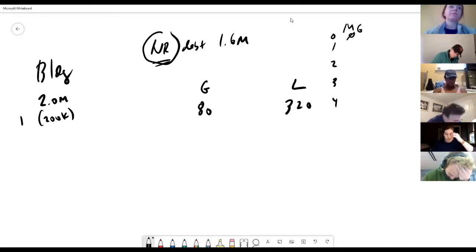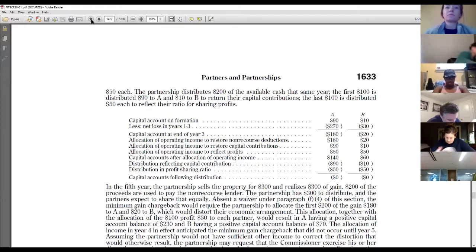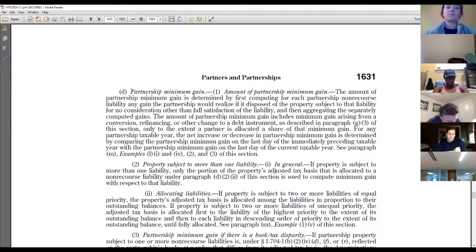Well, let's turn to the regulation. So we're going to be in the 1.704-2 regulation. So we'll be flipping back and forth, so keep that open. Let's look at Dash 2D, 1.704-2(d). Nice heading here: the amount of partnership minimum gain. That's really what we want to know. It tells us how we do it.